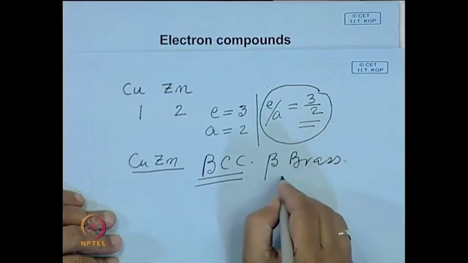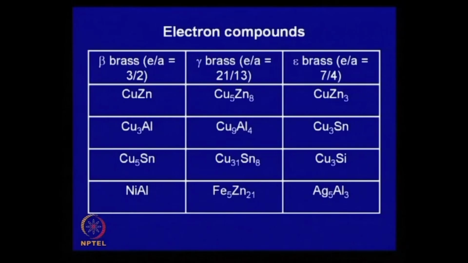The structure is the same as beta brass, and there are several examples given here: CuZn, Cu3Al. Here the valency of aluminum is 3, so with 3 copper atoms you have 3 electrons plus 3, which is 6 electrons, and 4 atoms. So 6 by 4 comes out to be 3 by 2. You can do a similar calculation for the other cases; here also the electron to atom ratio will be 3 by 2.